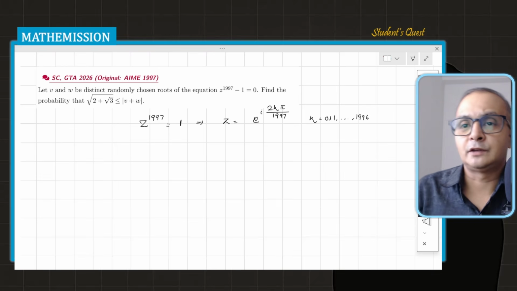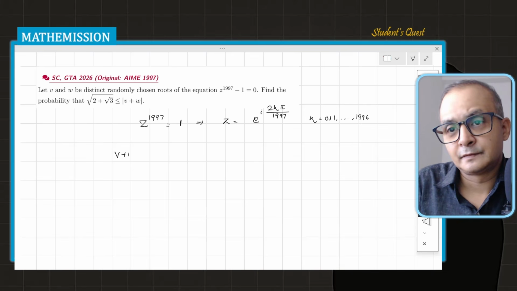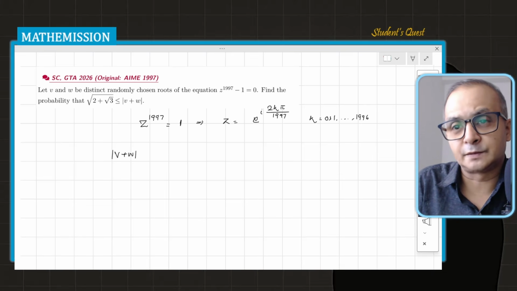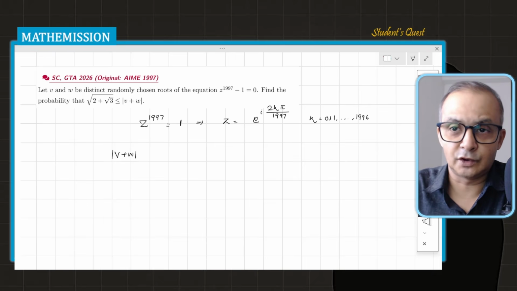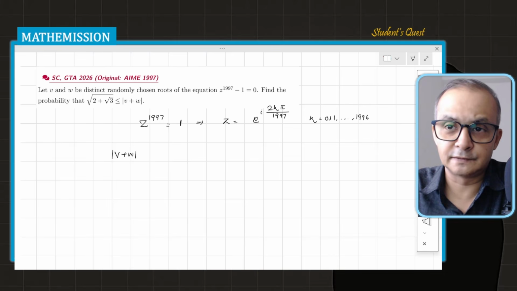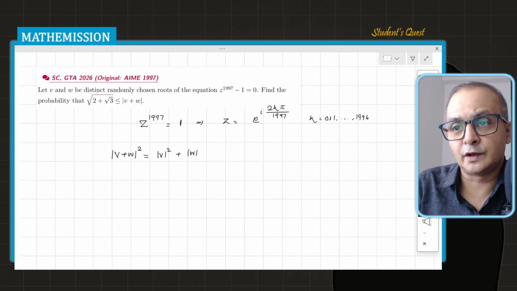Now, what is the meaning of this mod of v plus w? If you understand the way I am understanding, this mod of v plus w is in fact asking the resultant of the two vectors, two complex vectors. So let's find this way. I can write mod of v plus w whole square as mod of v squared plus mod of w squared plus 2 mod v mod w cosine of theta.